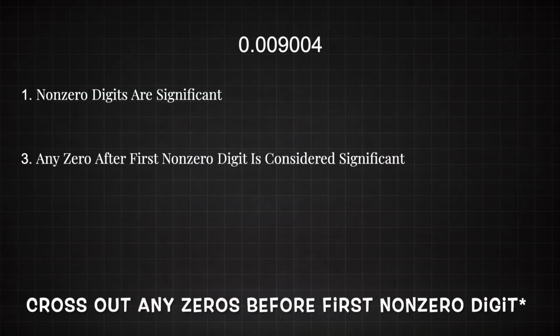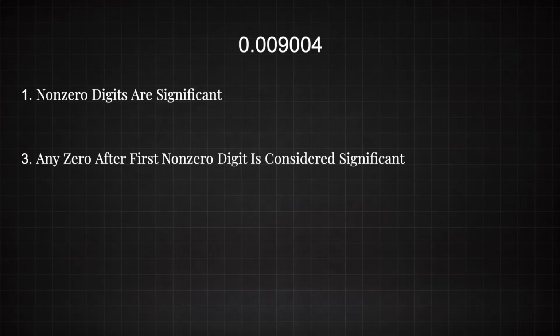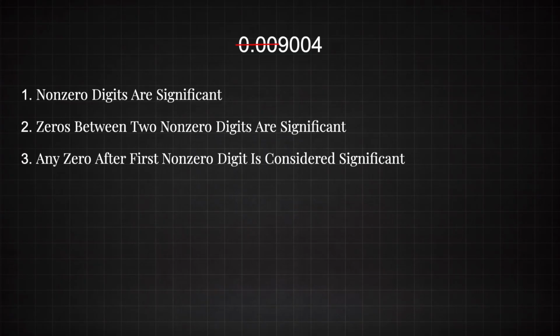Consider this number. Pause the video and determine the number of sig figs. Rule 1 tells us that all non-zero digits are automatically significant, so we have a minimum of 2. Next, we determine if the zeros are significant. The third rule tells us about dealing with decimals. It says that when doing so, cross out all zeros that come before the first non-zero digits. That means these zeros are not significant. But what about the 2 zeros between 9 and 4? Rule 2 says that any zeros between 2 non-zero digits are themselves considered significant. So then our answer is 4 sig figs.